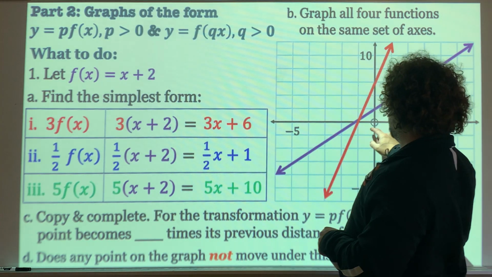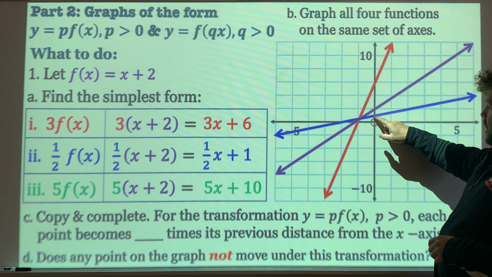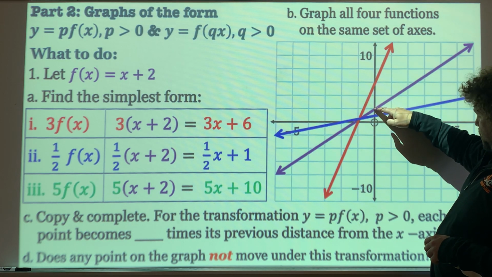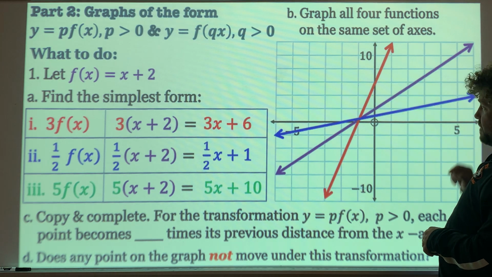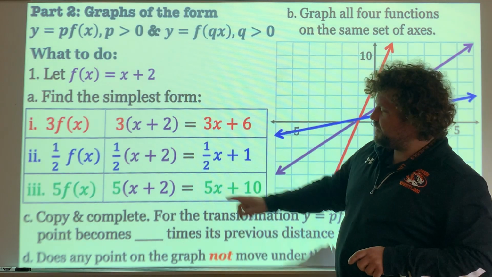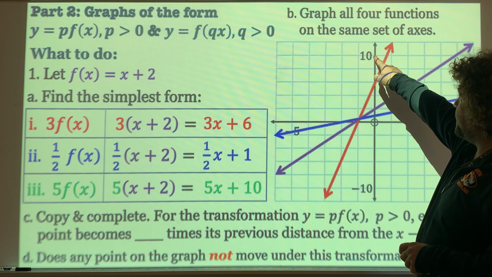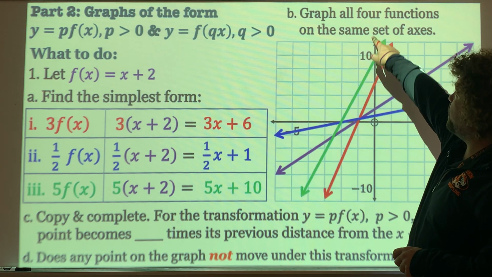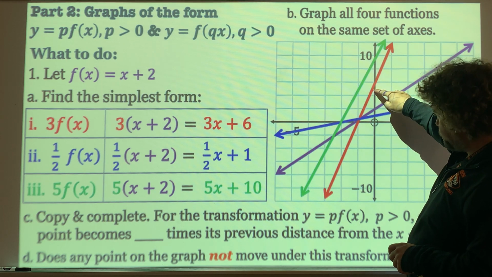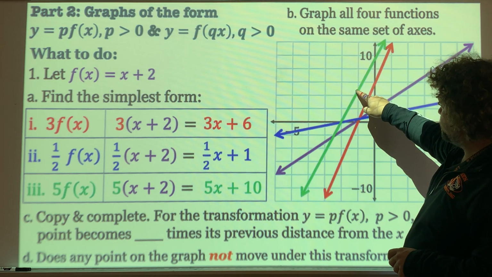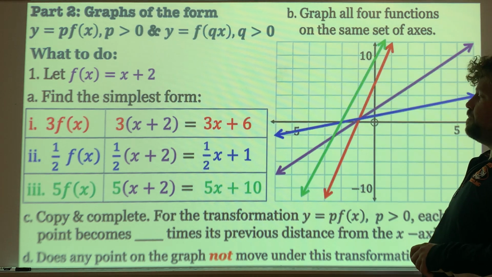1/2 x plus 1, so I start at 1. I go up 1, over 1, 2. So that's my graph there. And then I got 5x plus 10. I start at 10, and I go down 1, 2, 3, 4, 5, and over 1. Right? And there's my graph.